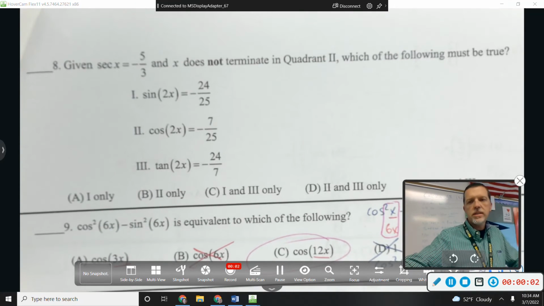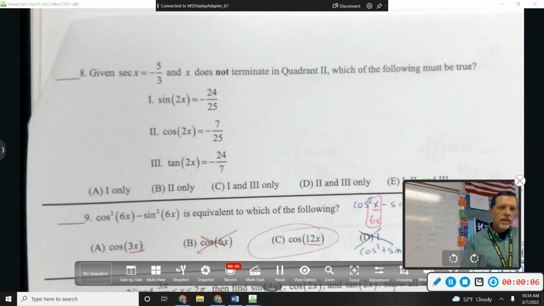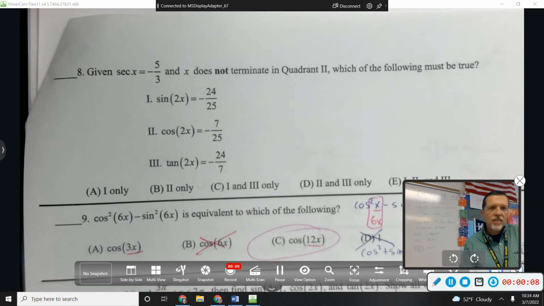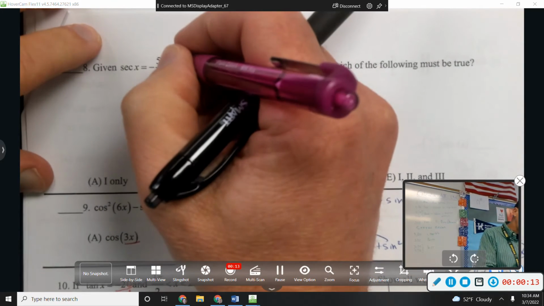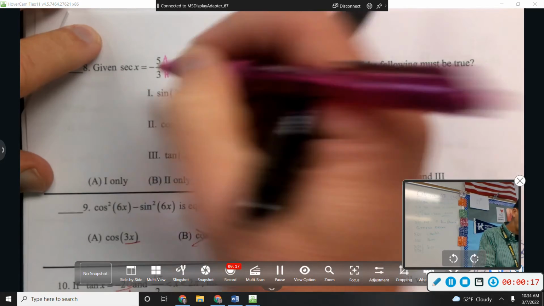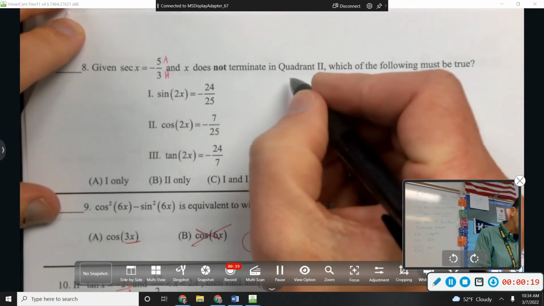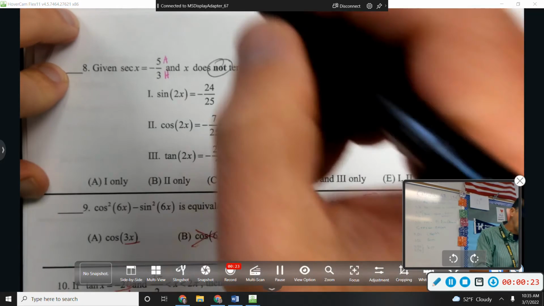Review worksheets, looking at number 8. Given that the secant is 5/3, secant goes with cosine, so a over h, and x does not terminate in quadrant 2, which of the following must be true?